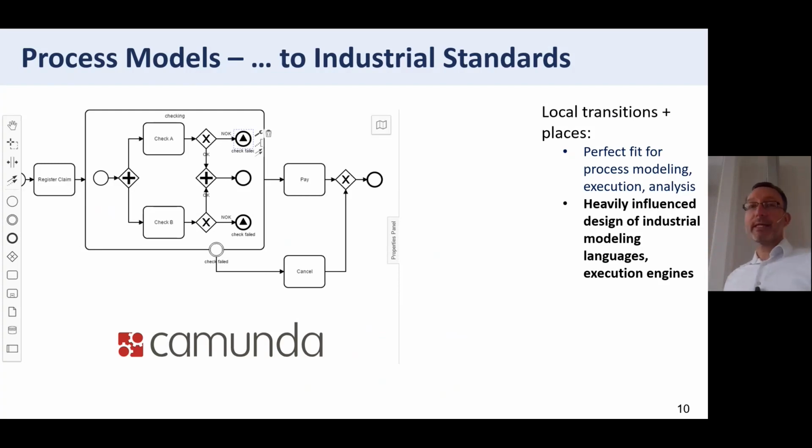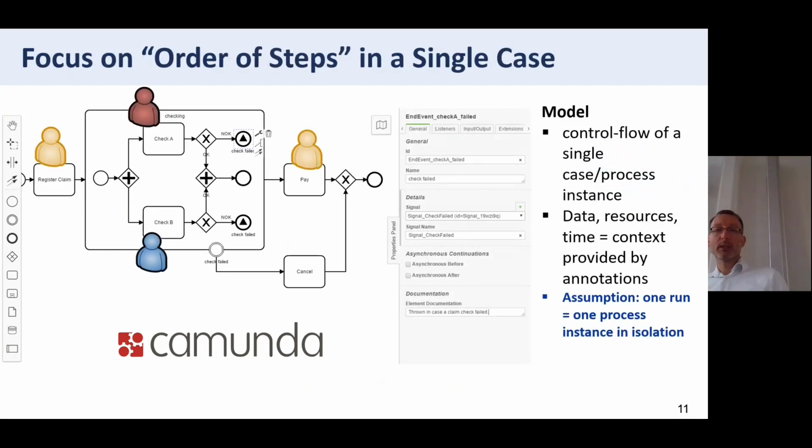So the research that came from Petri nets heavily influenced the industrial modeling languages and also the execution engines as they work. We even can annotate data, who's supposed to work on certain tasks. But there's one inherent assumption in all these things, in these models, in these engines. One process instance is executed in isolation. Right? We have the case, right? So process mining, we extract data regarding a single case identifier, and that's what we do.